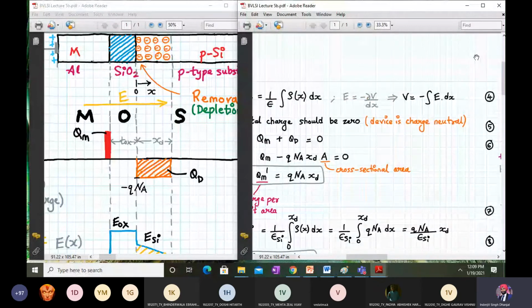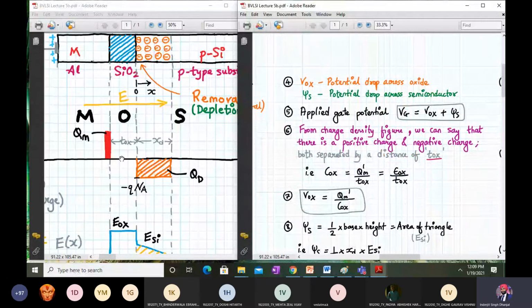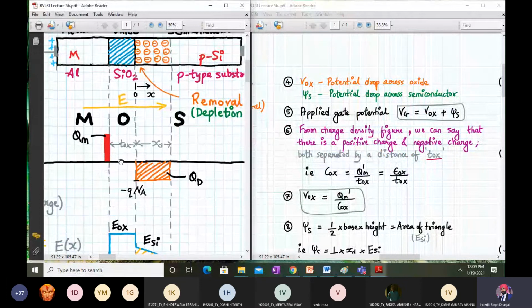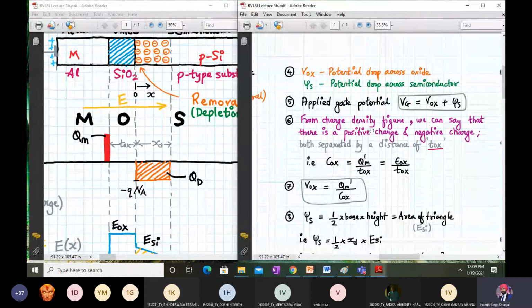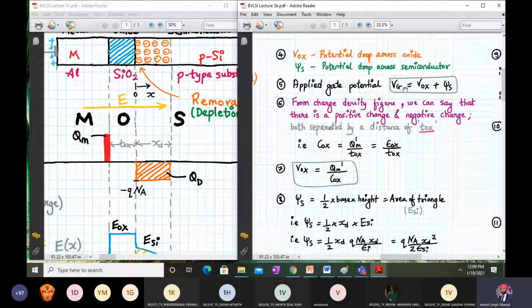Now we'll move on further. So now we know that Vox is the potential drop across the oxide, and psi s is the potential drop across the semiconductor. So the applied gate potential will be Vg equals Vox plus psi s. We have already seen this.